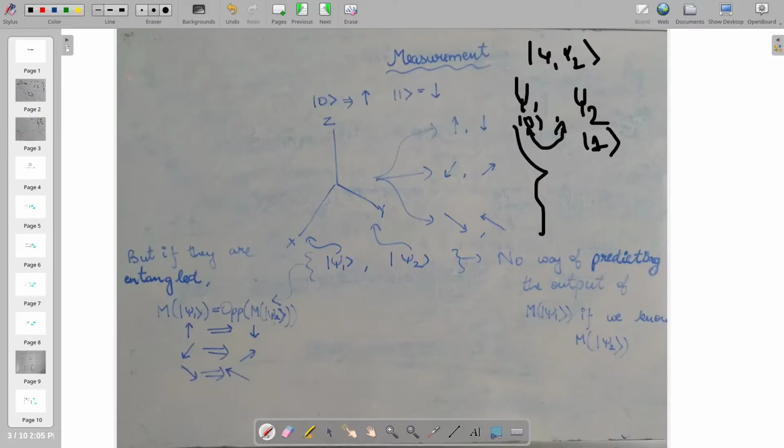But if these two qubits were not entangled, then if I were to measure omega 1, there would be no way of predicting what value omega 2 will show when measured. But if these two qubits are entangled, then if I measure any one qubit, I can be sure to a certain degree that the measurement I get from this qubit will be the opposite of what I get when measuring the other qubit, and this holds for all three axes. This is the most fascinating thing about entanglement.